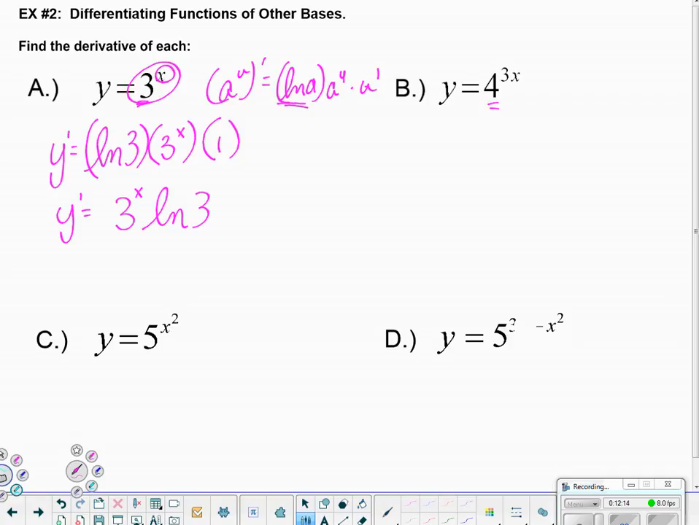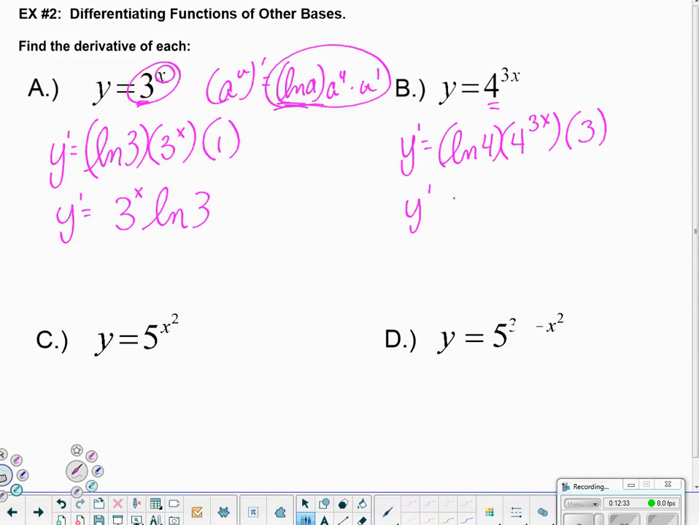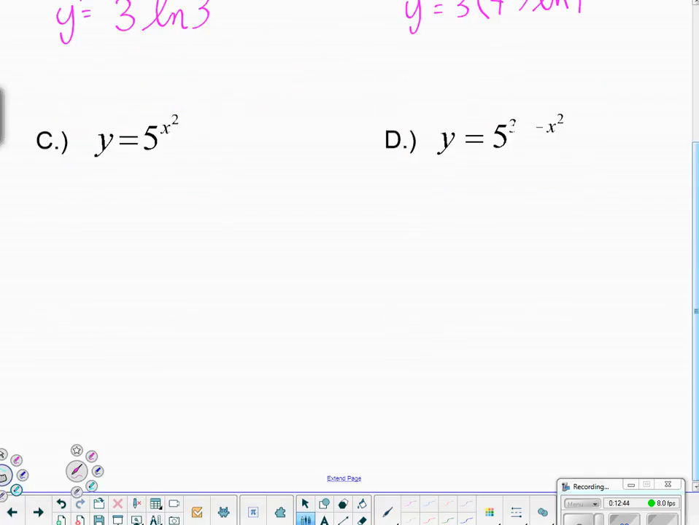Base is 4. So we're still in this pattern. Y prime equals natural log of 4 times a to the u, 4 to the 3x, times the chain rule, the derivative of the exponent, which is a 3. Not really any great way to write this. You're going to need to use some parentheses. Maybe something like that. All right, let's try another.